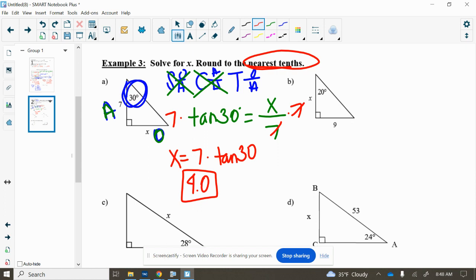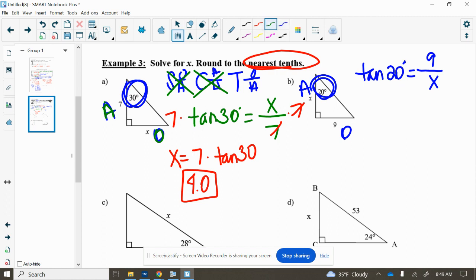The next one, if we circle our reference angle, this time we are given that the angle is 20. We are given the opposite side, and we are looking for the adjacent side. So again, similar to the last question, we want to use tangent because we don't know anything about the hypotenuse, so cosine and sine are not useful to us. We have 20 degrees, so opposite then over adjacent.